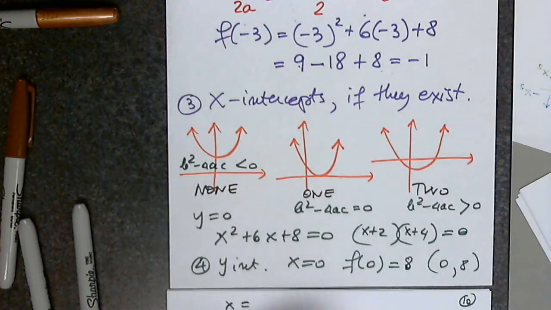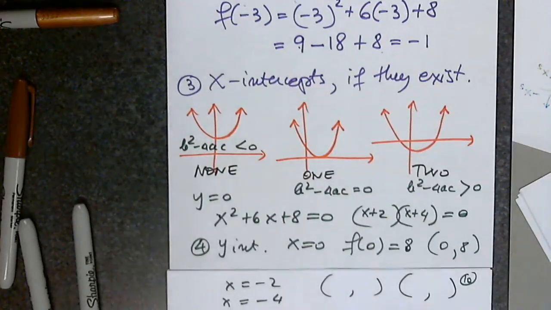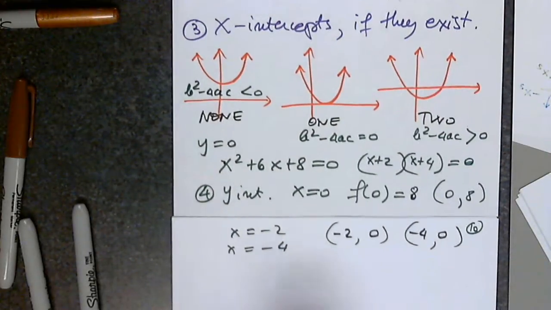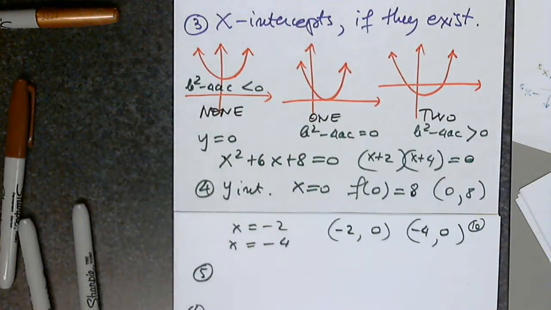X equals, x equals. Very good. -2 and -4. So then the ordered pairs are very good, and -4, 0. Perfect. Number 5 and number 6 are just words, but they are important.